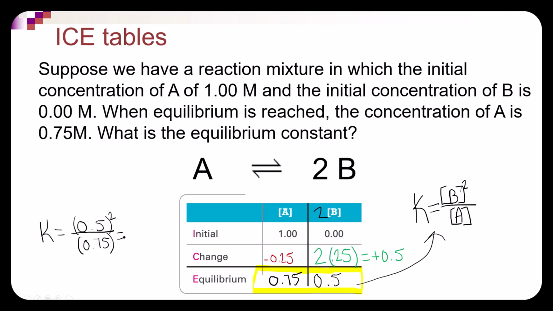So plug this into my calculator and chug through it. We've got 0.5 squared divided by 0.75, and the answer is 0.33. So K equals 0.33.